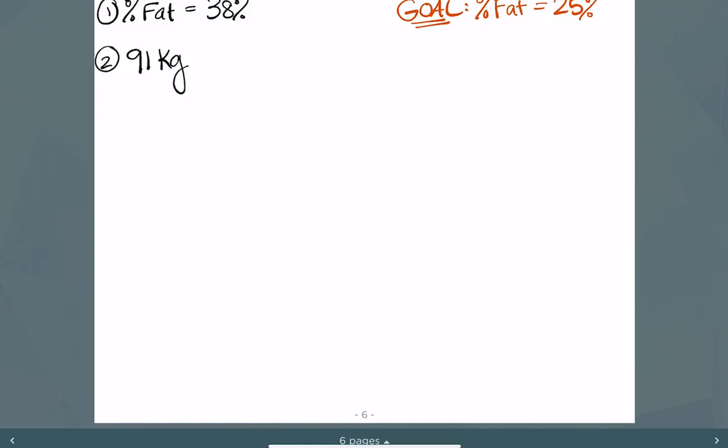So you can take her weight and multiply it by the percent fat, which is 38%. And you will find out how much of her 91 kilograms of weight is fat. So 38% of 91 is 35 kilograms. And that's 35 kilograms of fat on her current frame.